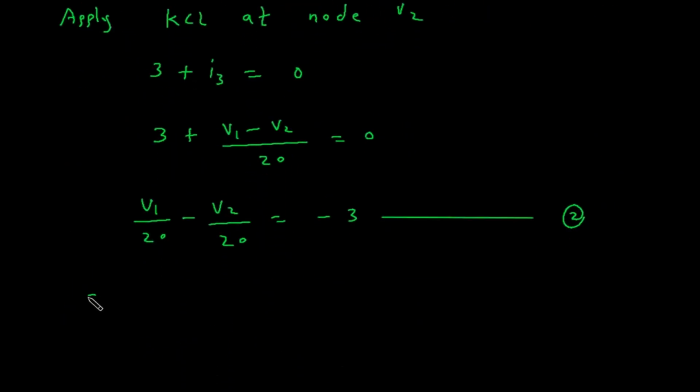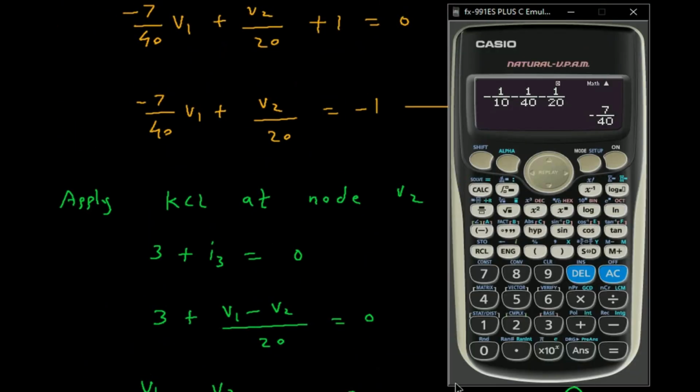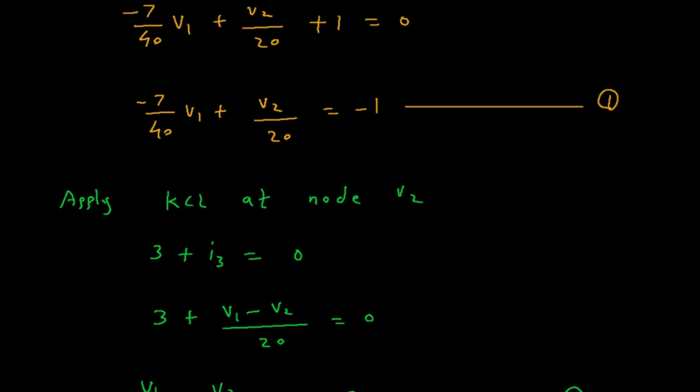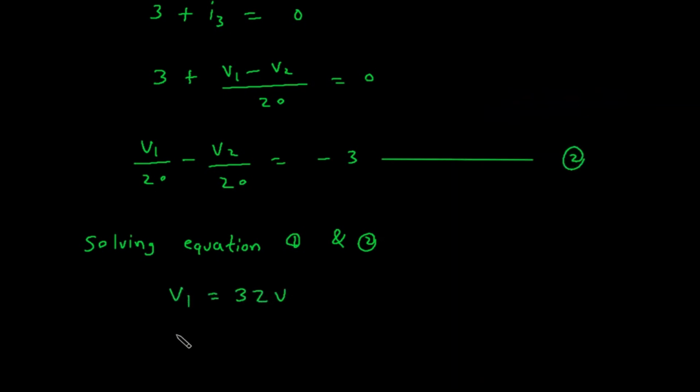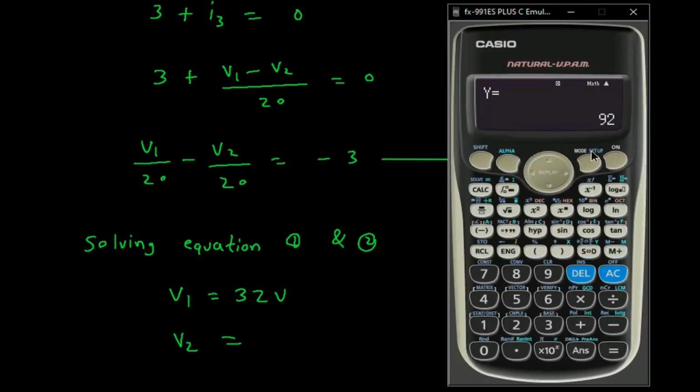Now solving equations 1 and 2 we get, delta 1 and so on. So V1 is equal to 32 volt and V2 is equal to 92 volt.